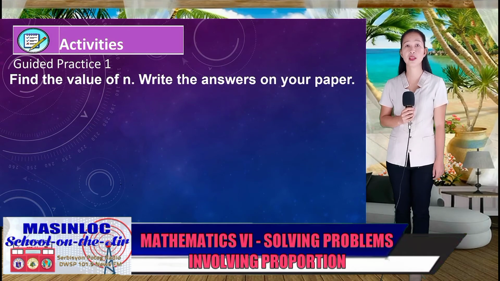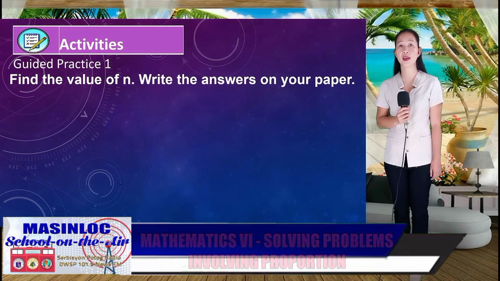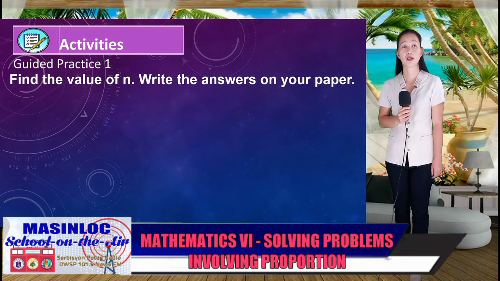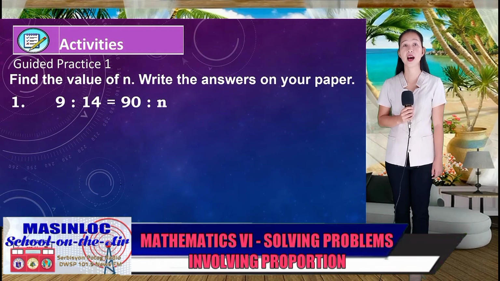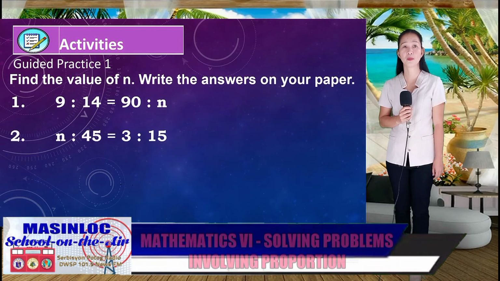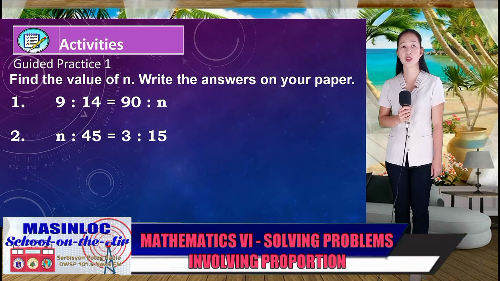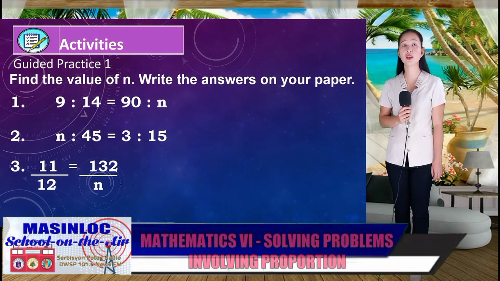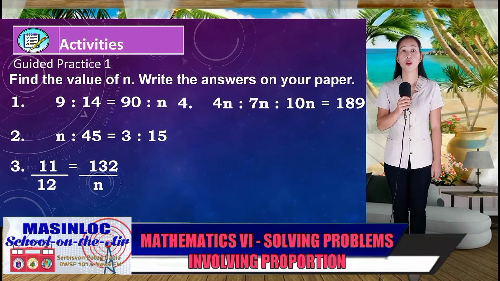For your first activity, you have to find the value of n and write the answers on your paper. Number 1. 9:14 equals 90:n. Number 2. n:45 equals 3:50. Number 3. 11 of 12 equals 132 of n. Number 4.